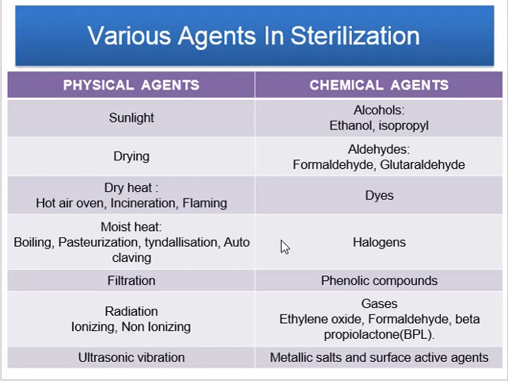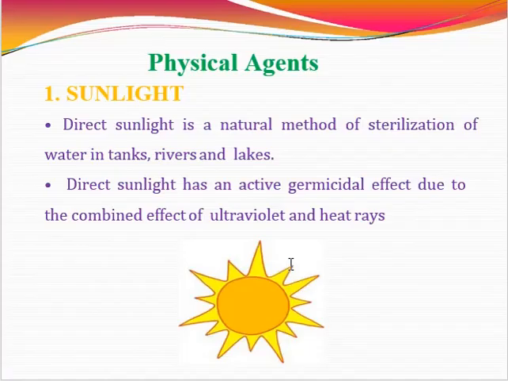In the physical agents, the most important from the beginning of this universe is sunlight, then drying effects, dry heat from hot air oven, incineration, flaming, then moist heat from boiling, pasteurization, sterilization or autoclaving, then filtration, radiation, ionizing and non-ionizing, and ultrasonic vibration. And in chemical agents, alcohol, aldehyde, dyes, halogens, and different gases are used in sterilization.